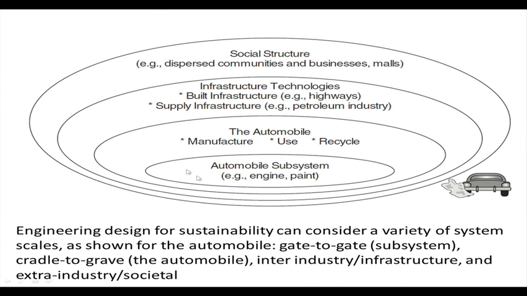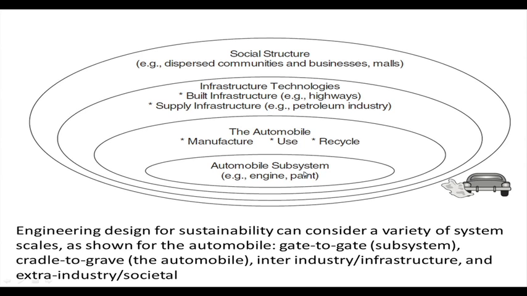Here you have your automobile subsystem, where engine and paint are there. That goes into making the automobile, where the automobile is manufactured, used, and recycled. That goes into the infrastructure technology based on how the automobile will behave. We have to design our highways and our petroleum industries. So that's your infrastructure technology, and based on how this whole thing behaves, that goes into the social structure, where dispersed communities, businesses, and malls.